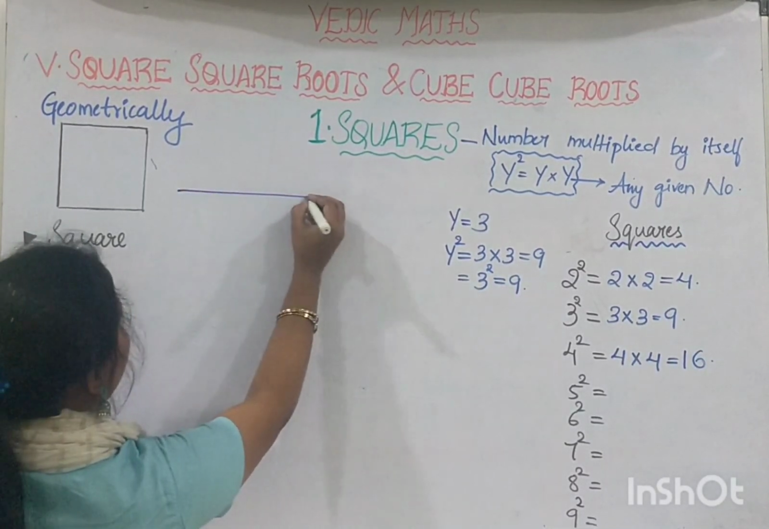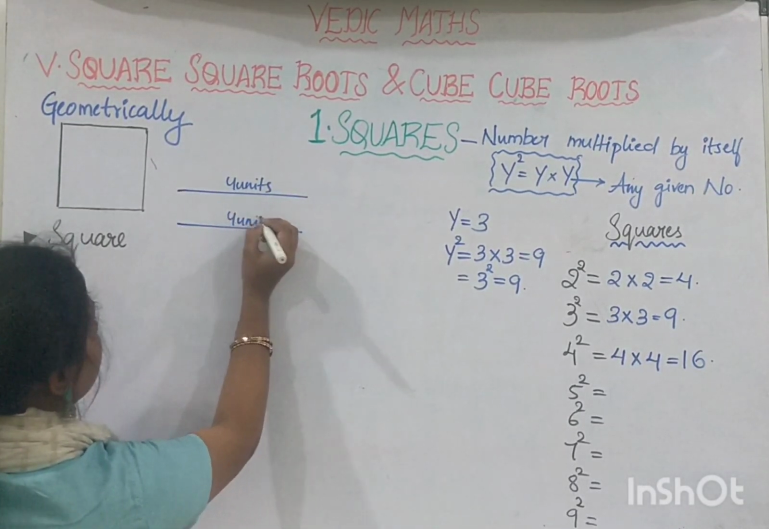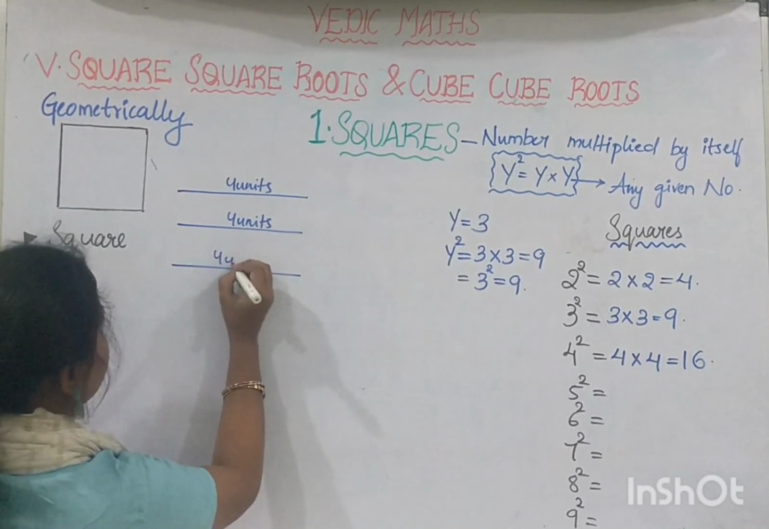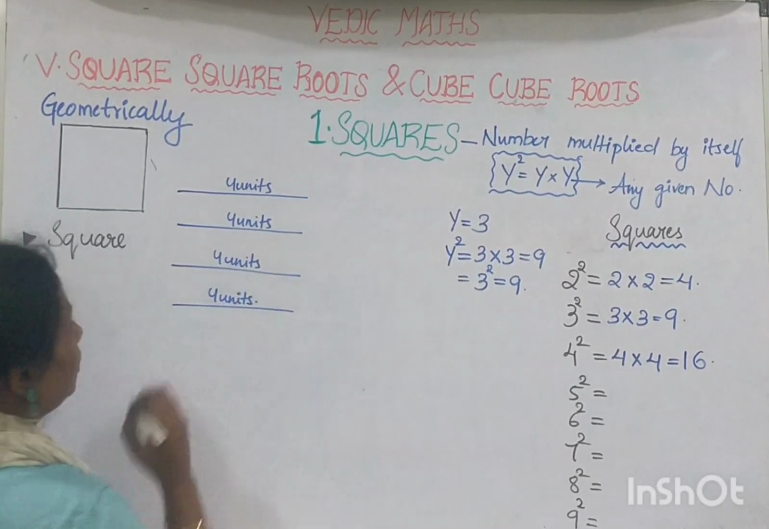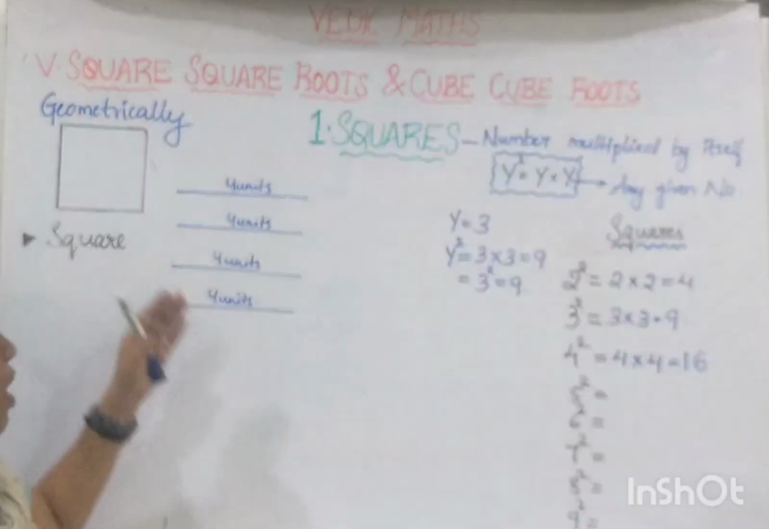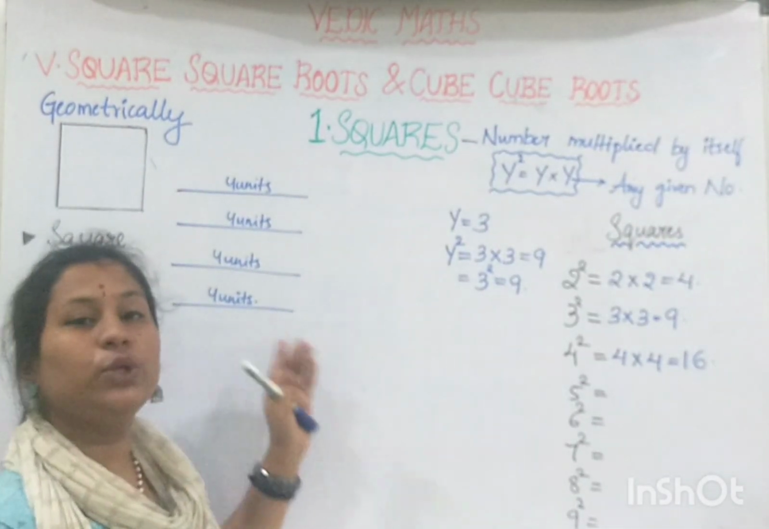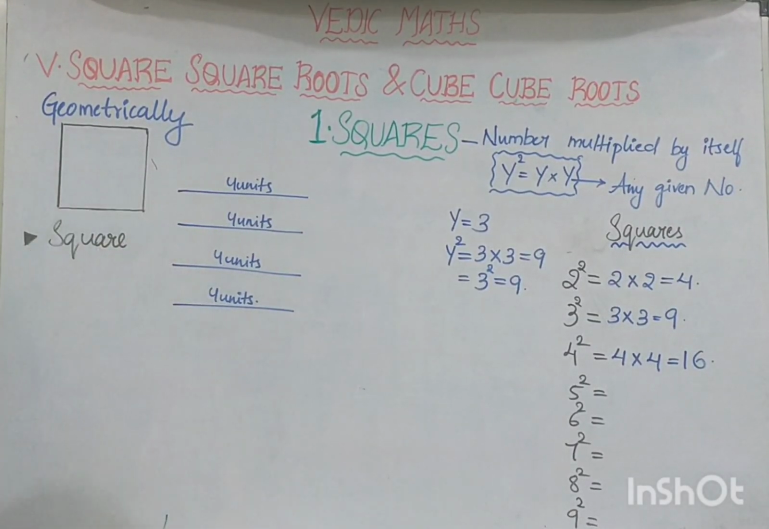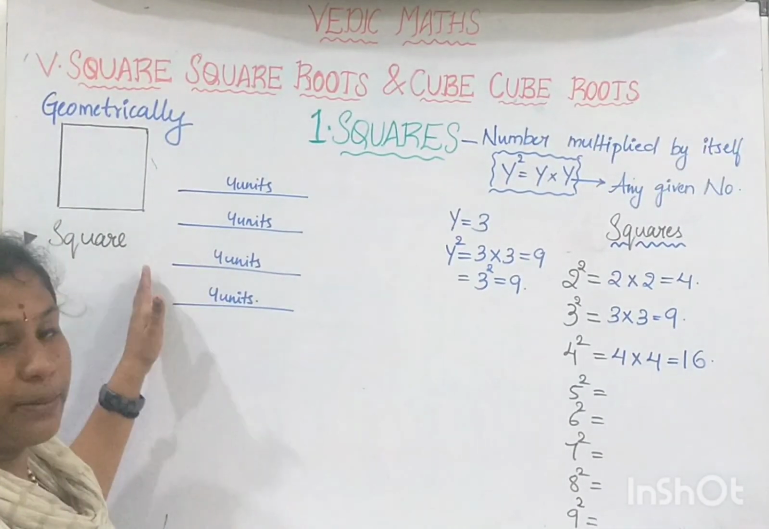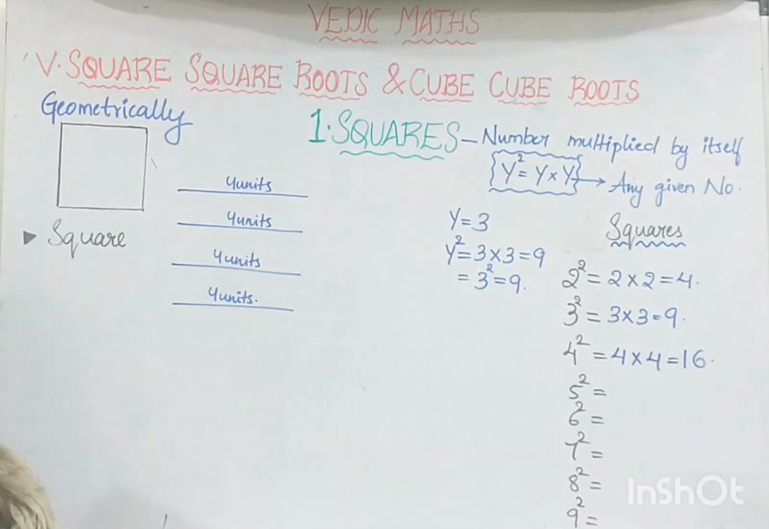Now let's see with 4 units. Here I am taking a line segment of 4 units. I am taking 4 line segments of 4 units. Now what we have to do here is join all these 4 line segments into a closed figure. Why do I have to join this into a closed figure? Because a square is a closed figure. There are no openings here. So that's why we have to join all these 4 line segments into a closed figure. Now let's join.